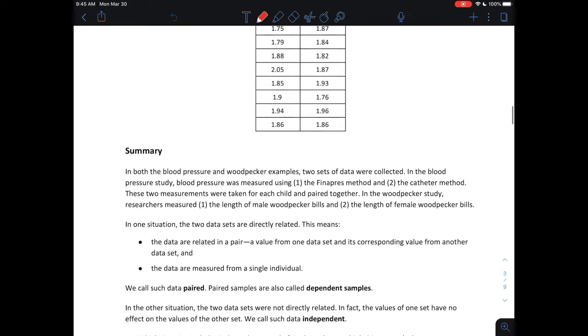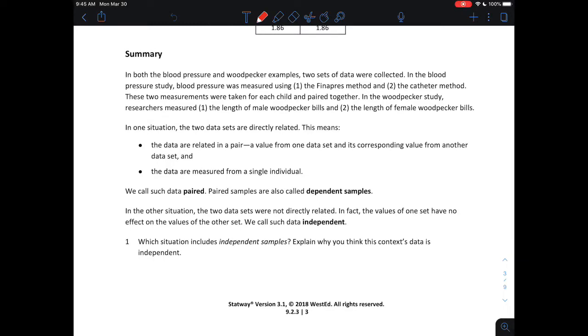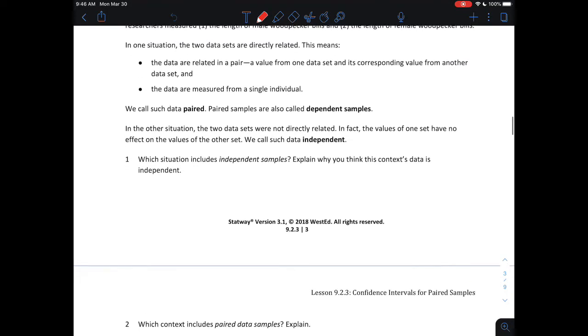Summary of all of those examples we just looked at. In both the blood pressure and woodpecker examples, two sets of data were collected. In the blood pressure study, blood pressure was measured using 1, the FINAPRESS method, and 2, the catheter method. These two measurements were taken for each child and paired together. In the woodpecker study, researchers measured 1, the length of male woodpecker bills, and 2, the length of female woodpecker bills. In one situation, the two data sets are directly related.